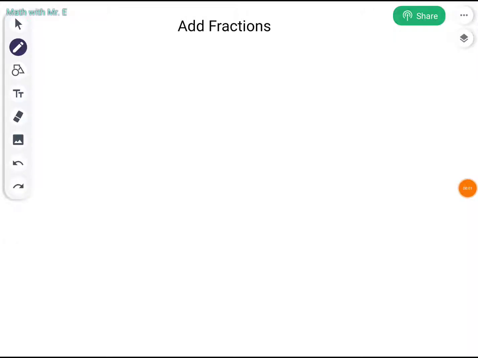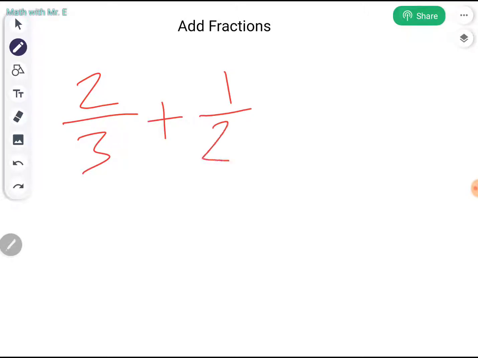All right, we're going to take a look at how we can add fractions. So if we've got two fractions that we want to add together, for example, 2/3 plus 1/2, the first thing we need to do is to find our least common denominator, which I know you guys are pretty good at doing, but just in case you don't, let's go ahead and come down here and show how we can find our least common denominator. So we're just finding our least common multiple.